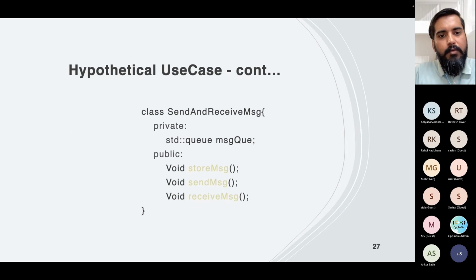So this can be one solution for that. You will create one class, send and receive message. We'll create one private queue, and we'll add some methods: store message, send message, receive message. And by adding a private queue, we'll get abstraction also, right? Because the user will not know which queue this is. The user will not have access, right?